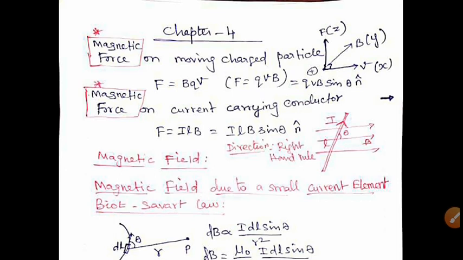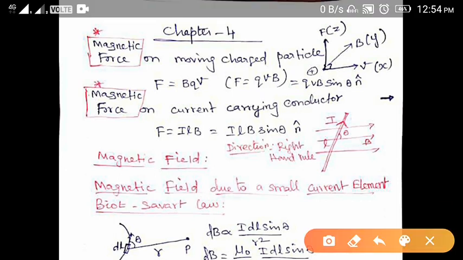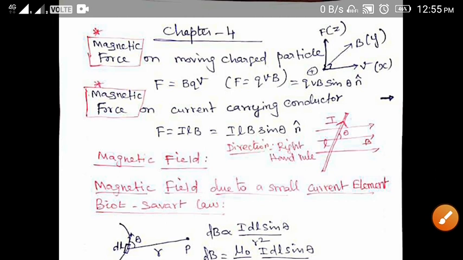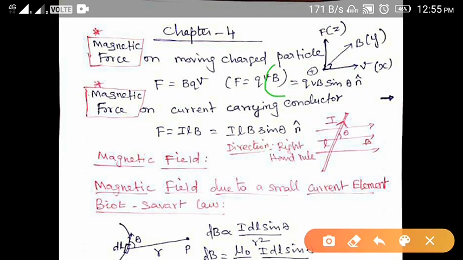And the force can be written as F equals qvB, where q is the charge of the particle, v is the velocity with which it is moving, and B is the magnetic field that we applied. So if the particle is moving in the x direction and the applied magnetic field is in the y direction, then the force experienced by the particle due to the magnetic field is in the z direction. So that's why we write F equals qvB, and here v is a vector and B is a vector. We can write v cross B.